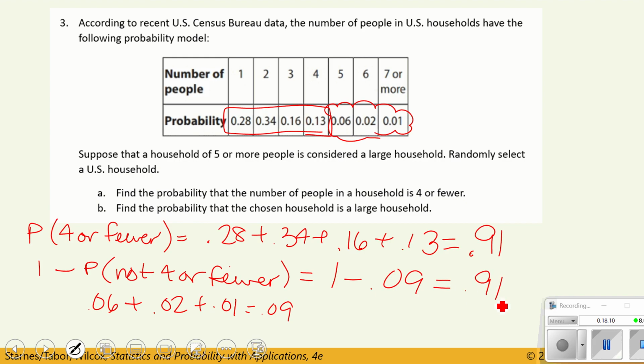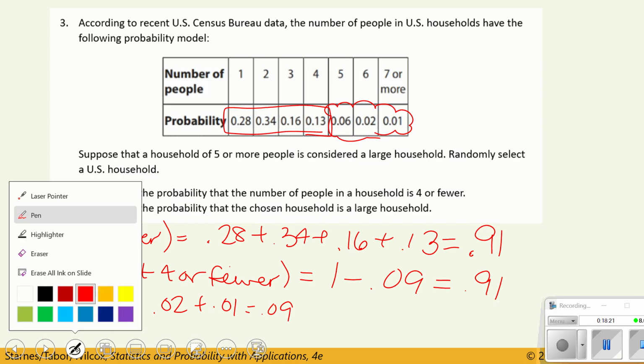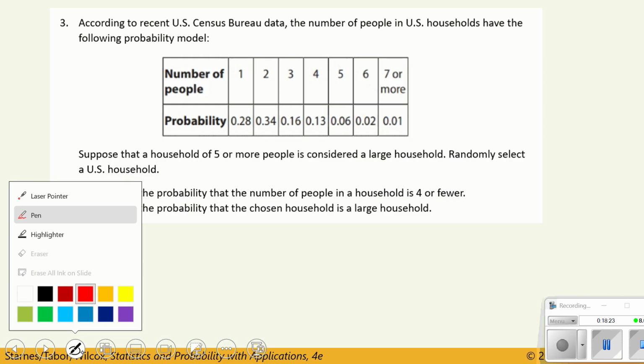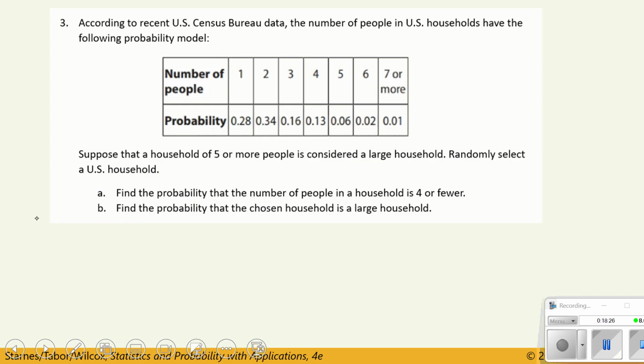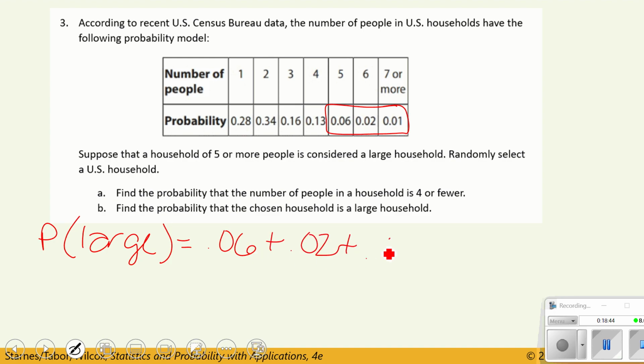Okay, there's part A. Part B, find the probability that the chosen household is considered a large household. So that is anything that is 5 or more. So on this one, 5 or more would be these guys, which we literally just added up in our opposite problem a little bit ago. So the probability that it is a large household will be 0.06 plus 0.02 plus 0.01, which we know is 0.09.